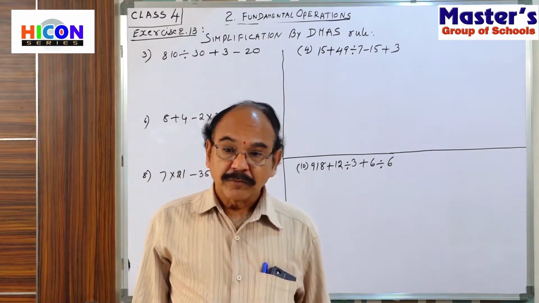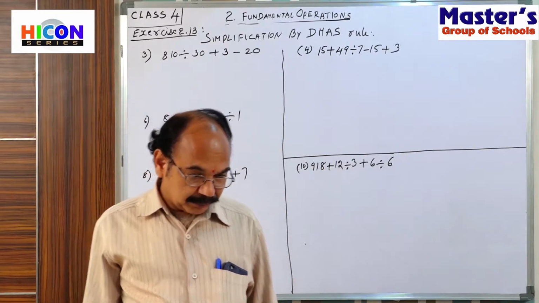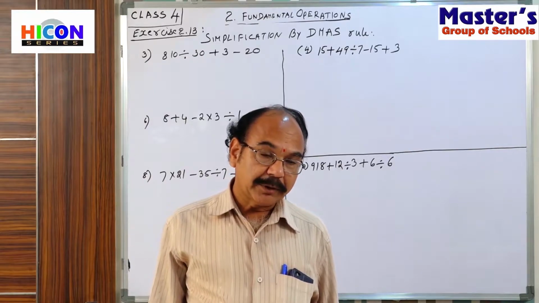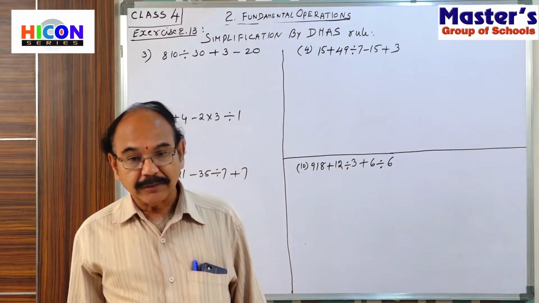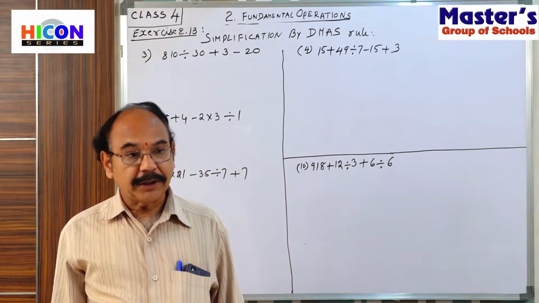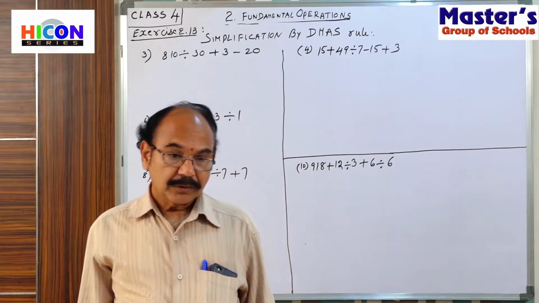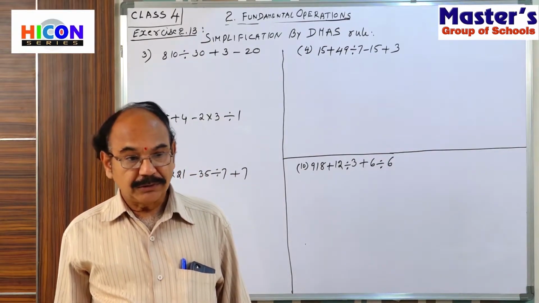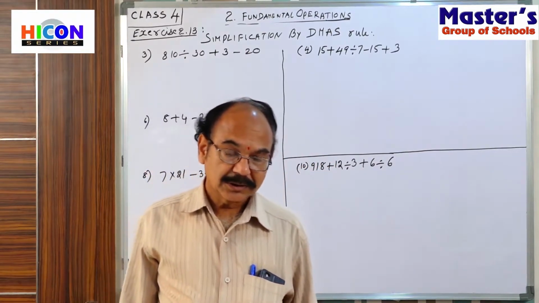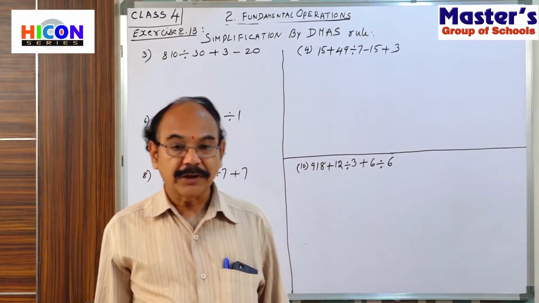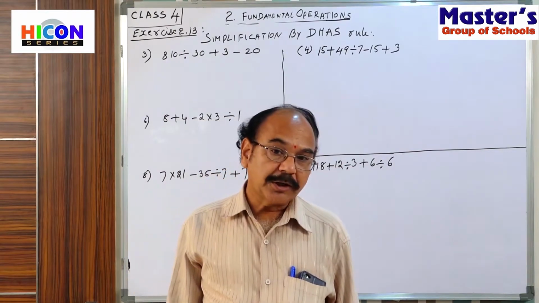Sometimes the problem is given with all the operations at a time. That means what? Plus, minus, multiplication, divided by, all these operations mixed together in the question. Then in a particular order we have to solve that problem. If we solve in any different order, we can't get the correct answers. Zigzag, you can't get the answers.